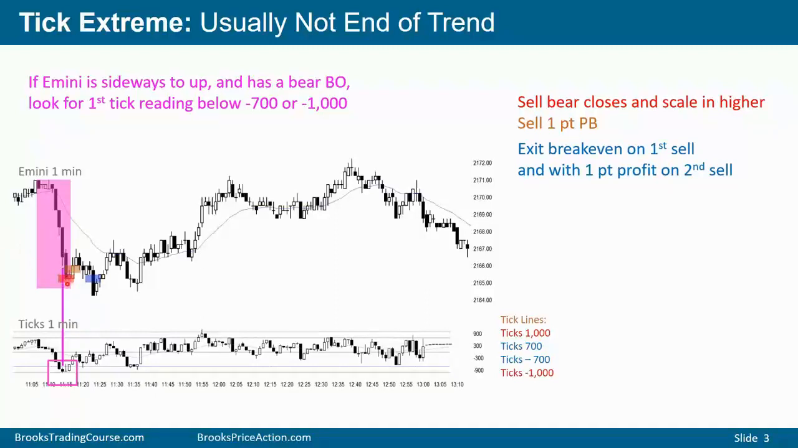If a trader sold that close and scaled in, sold more 1 point higher, his stop would be all the way up here. He's never going to let that stop get hit. He would exit long before then. However, he would sell the close, sell more higher, and then possibly look to get out break even on his first entry, and then with a 1-point scalp on his second entry. Or he could exit at the low, thinking that the odds were high. The low in ticks will not be the low in price. Price will go down a little bit more.